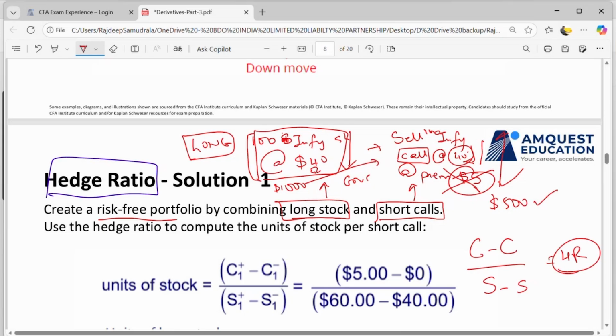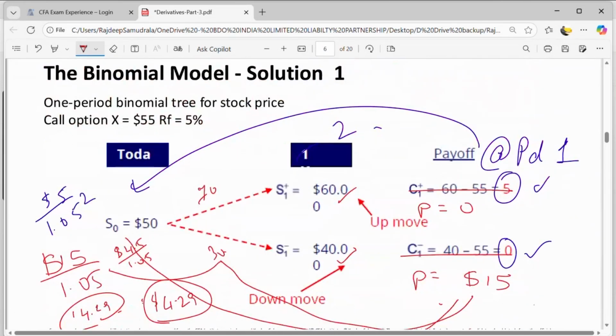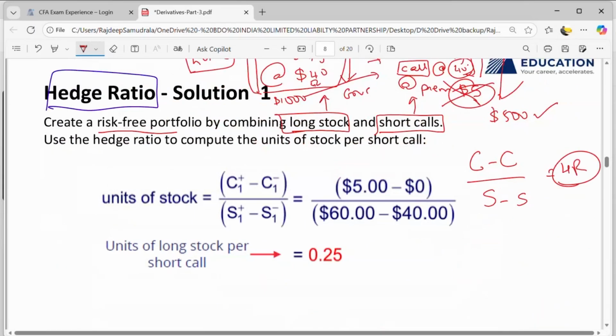So in my example, the call price is 5 and the difference, right? 5 and 0. And when I'm saying the difference, it is the difference in the binomial chart, correct? So if you look here, when it went up, your call became 5 and 0, but the stock became 60 and 40. So the difference in call price is 5 and 0, and the difference in the binomial is 60 and 40. So it's 5 by 20, which is 0.25. Clear? What does 0.25 mean?